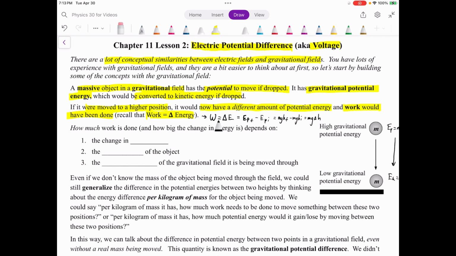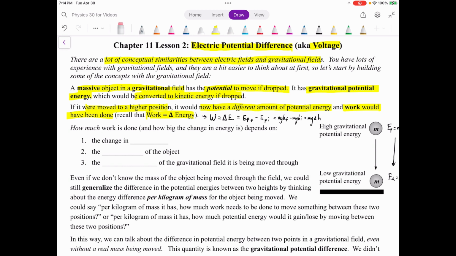Just writing it out, right? Work is the change in energy. Change in anything is final minus initial. So the final potential energy would be mg times the final height, the initial mg times the initial height. And if we pull out mg as a common factor, we realize this is just mg times h final minus h initial, or mg times the change in height.